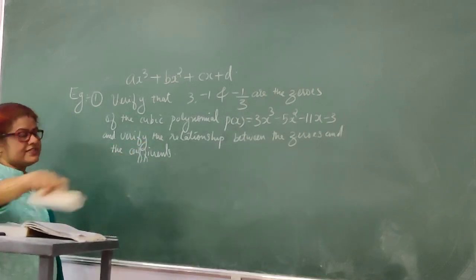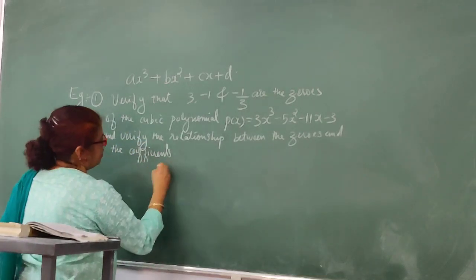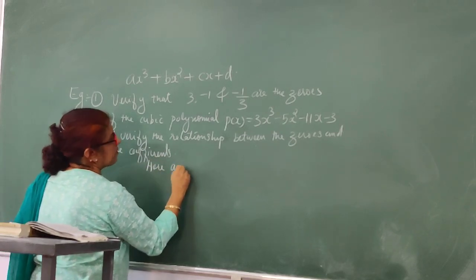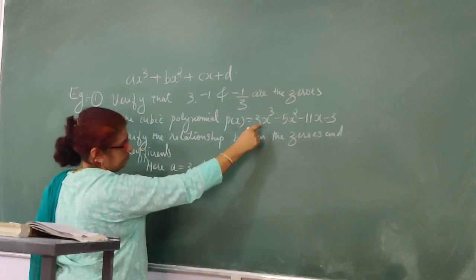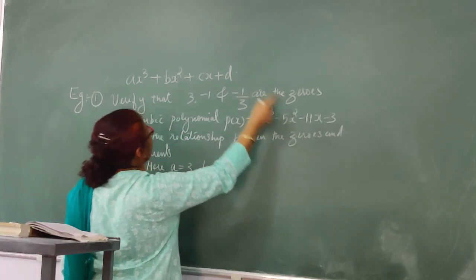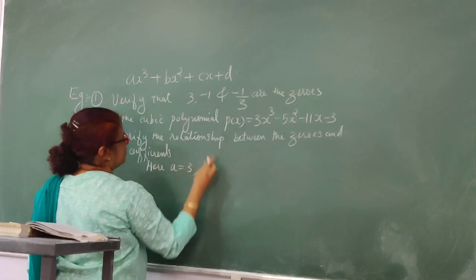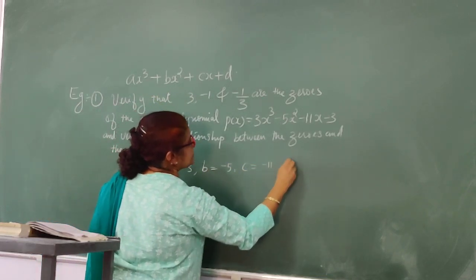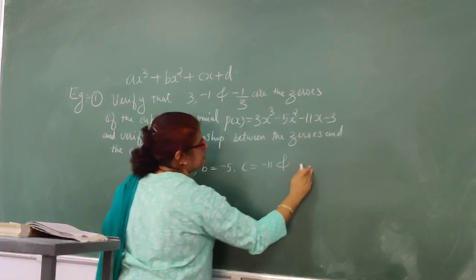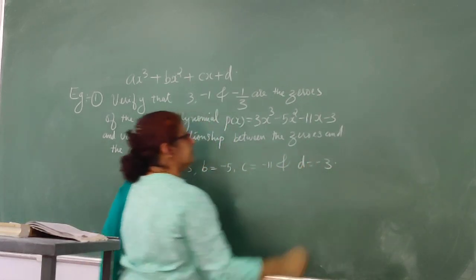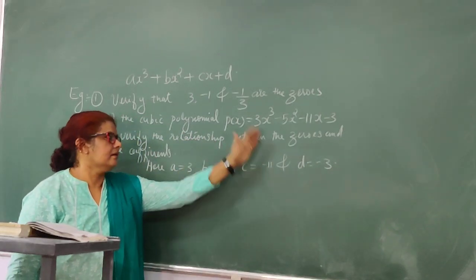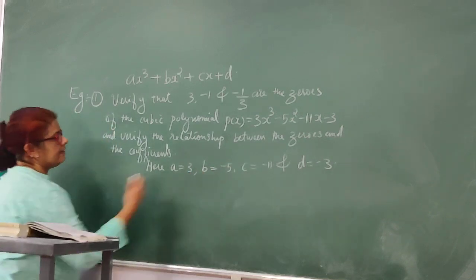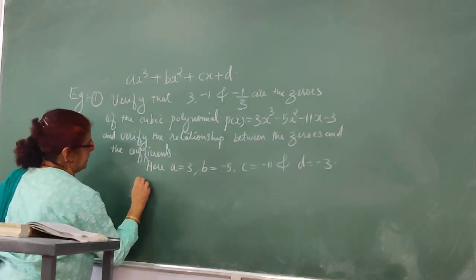First of all, we have to compare this. The solution is continued. Comparing the given polynomial with the standard form, we get a equal to 3, b equal to minus 5, c equal to minus 11 and d equal to minus 3. First of all, we have to compare with the standard form and write the coefficients. Then we are going to find p of 3.